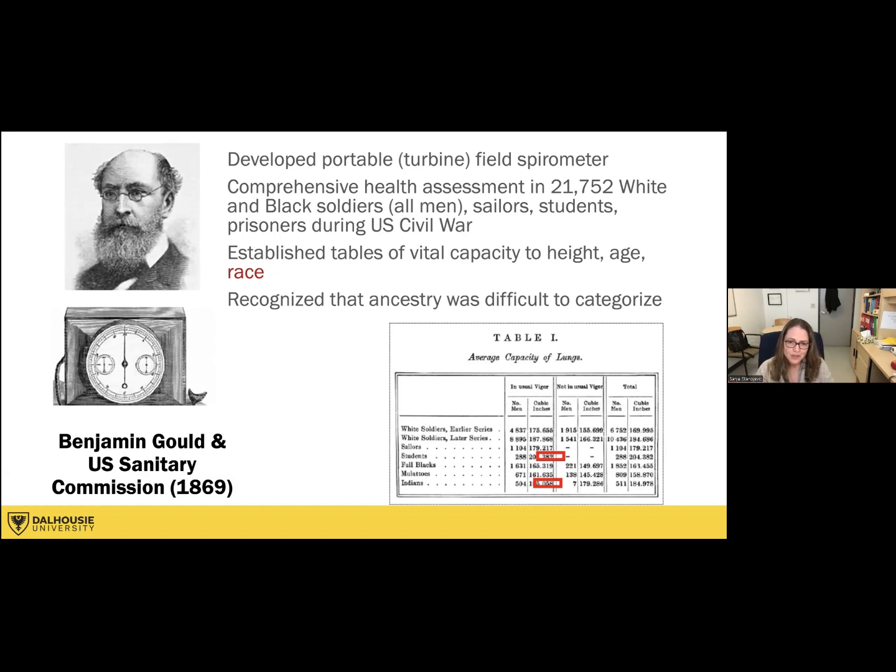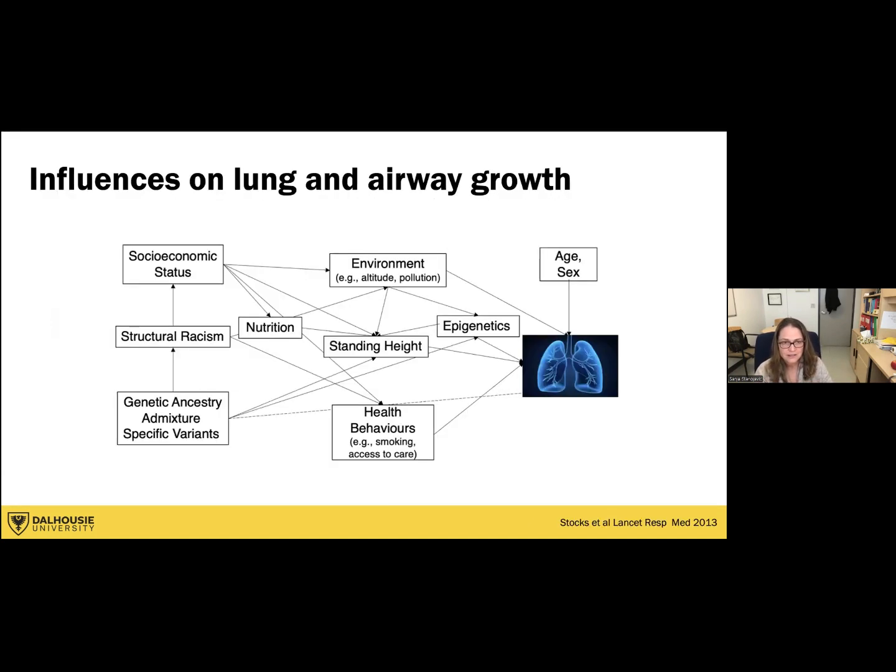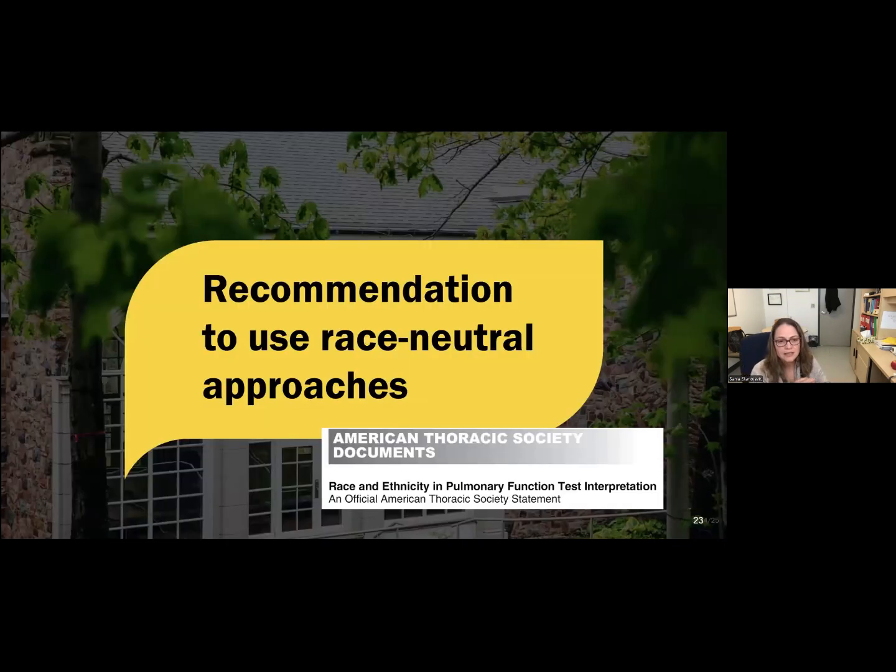And even back then, Benjamin Gold recognized that it was very difficult to put people into these categories, yet they persisted. When we think more globally and holistically about the factors that influence lung health, the things that we include in our reference equations, standing height, age, and sex, are only a small portion of the numerous factors that we know interact and affect lung disease across the life course. And genetic admixture and race are a small component of that. There are many other factors that equally apply to people of different racial and ethnic groups everywhere in the world, and we ignore many of these factors.